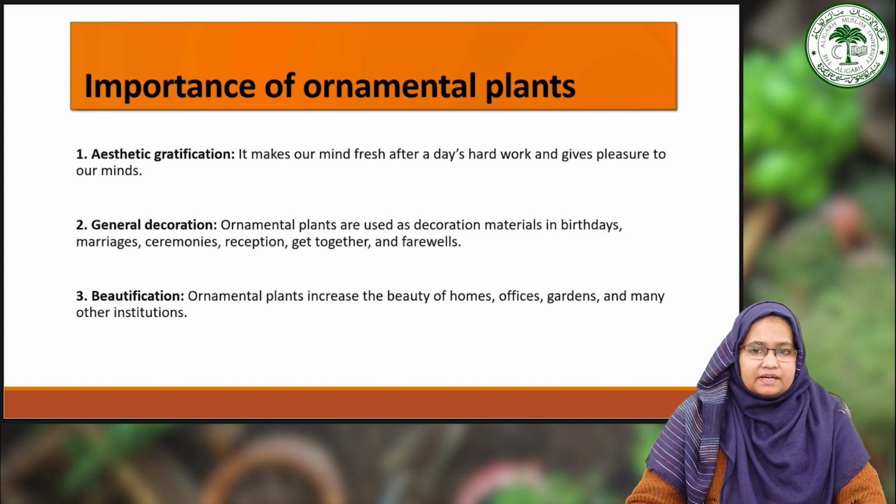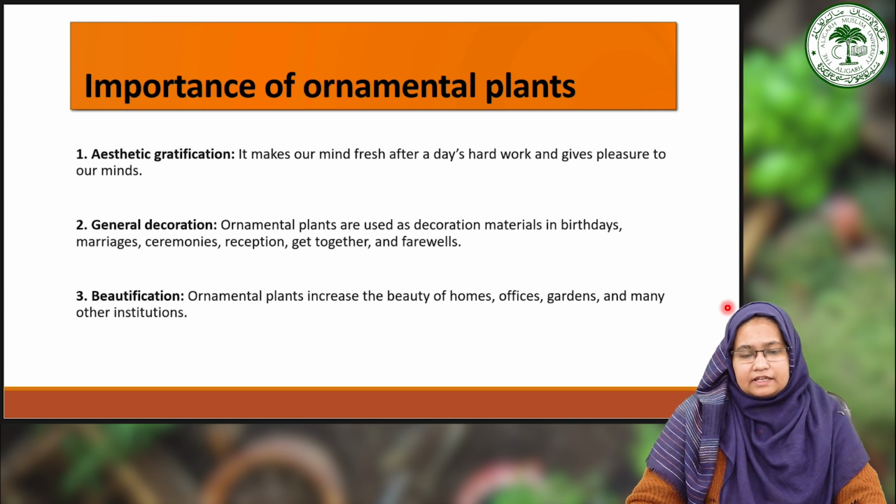Growing ornamental plants in a garden also adds many benefits, like aesthetic gratification. It makes our mind fresh after a day of hard work and gives pleasure to our minds. Ornamental plants are also used as decoration materials in birthdays, marriages, ceremonies, receptions, get-togethers and farewells.